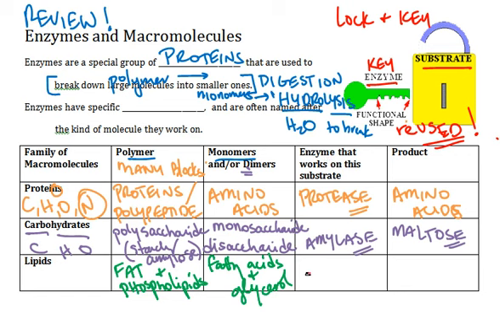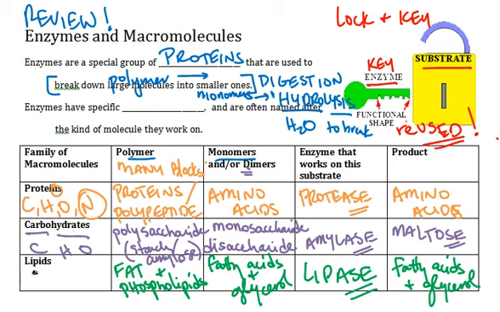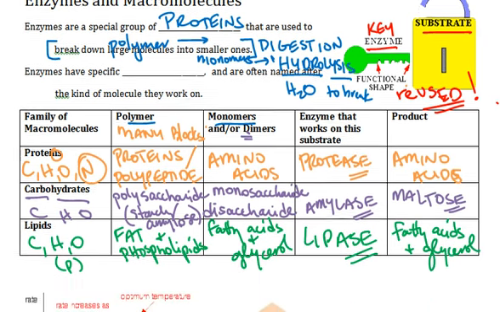The enzyme that works on this substrate, these are lipids, the name of the enzyme is called lipase. And again, with the ASE ending, and the product are the monomers. So again, we've got fatty acids and glycerol. Okay? And in lipids, we've got carbon, hydrogen, oxygen, and the phospholipids happen to have a phosphate or a P in them. Okay? So that's the first top part of our chart, but I'm going to go ahead and scroll down.